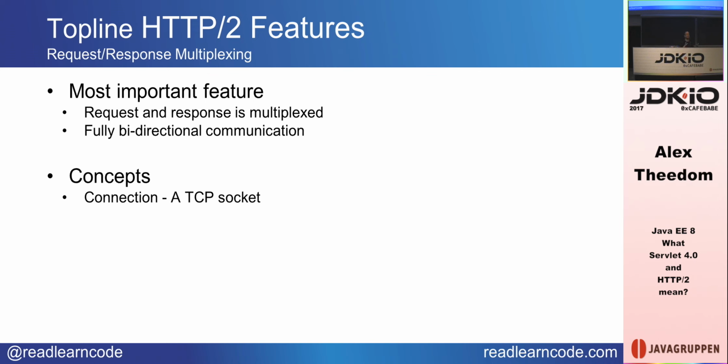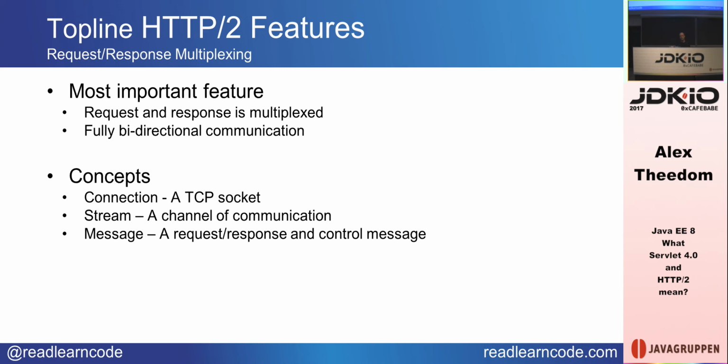We start with our connection, with our TCP socket. Okay, so we have one single socket. Over that socket, we have streams. These are logical streams of communication, channels of communication. Within those streams, you have messages. These are the messages which are our request and our response, which we all know and love, and some control messages, okay, that control various things about the communication. And then we have the frame, the binary frame, the smallest unit of communication.